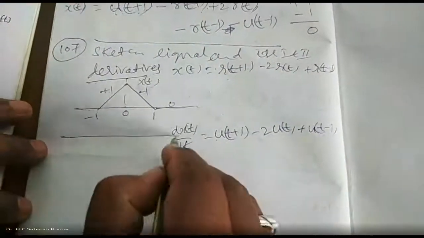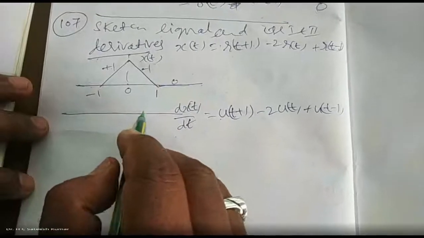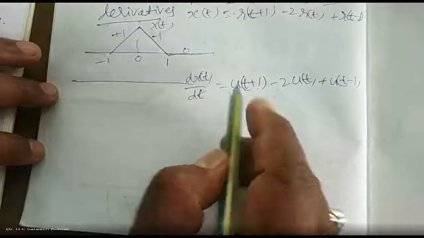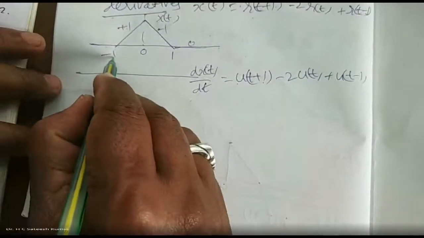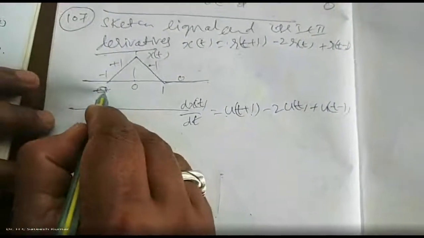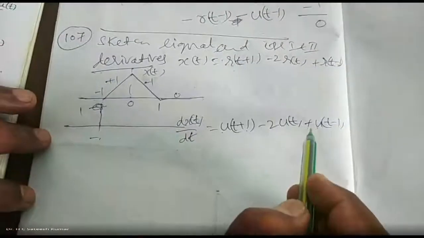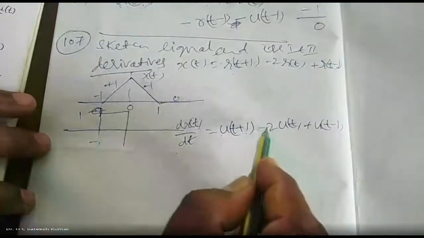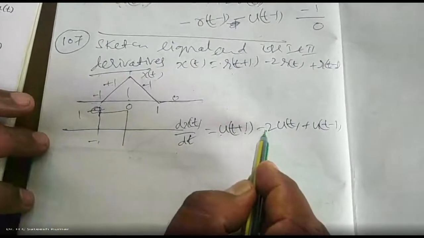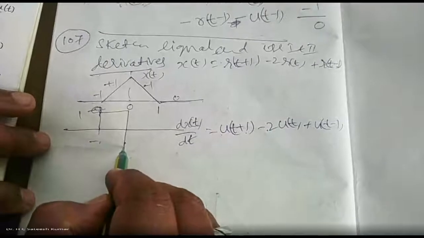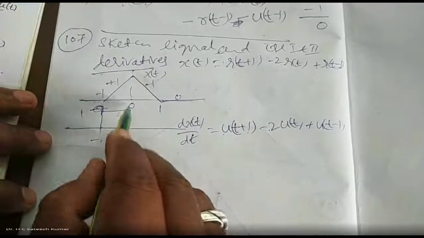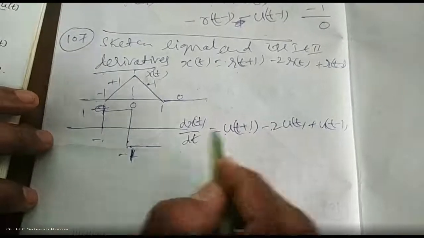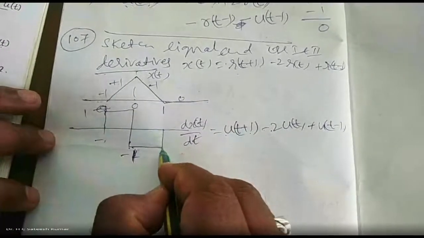Now you see this one. What is it that we have? At -1, up by 1 unit. Next, at 0, down by 2 units. The -2 means minus is down, 2 means downwards, right? -2 down means it becomes -1. From here it is -2 units. Now at 1, up by 1 unit.